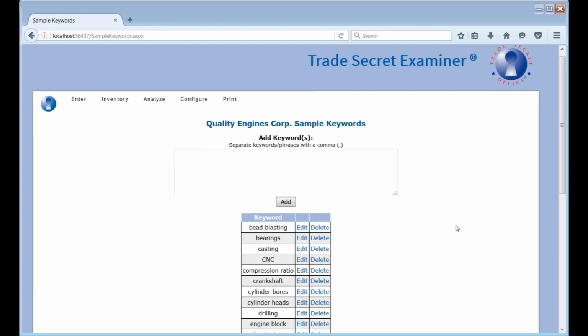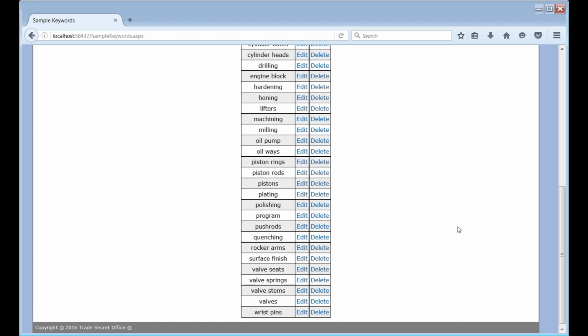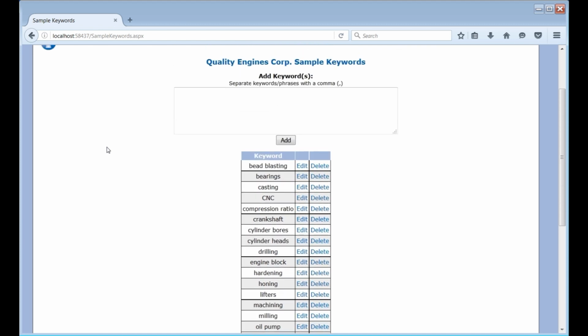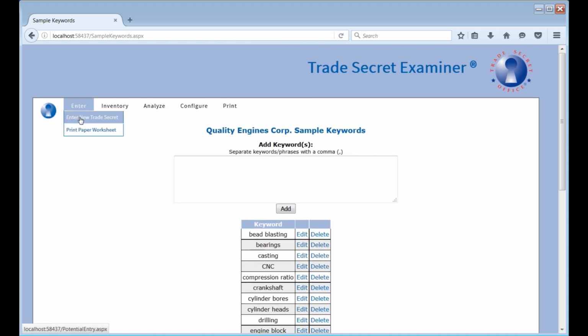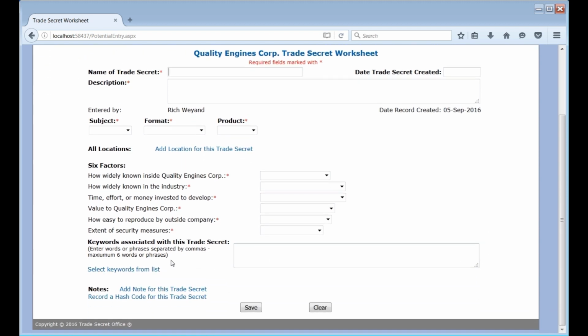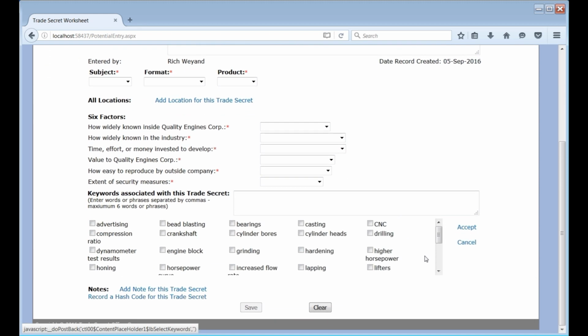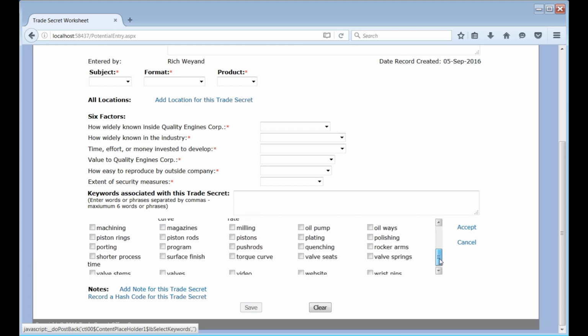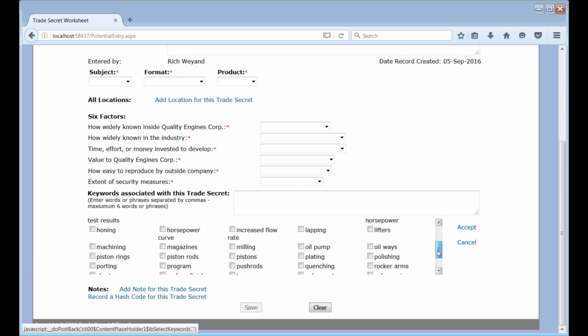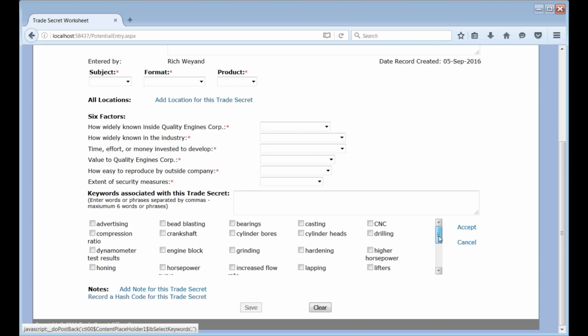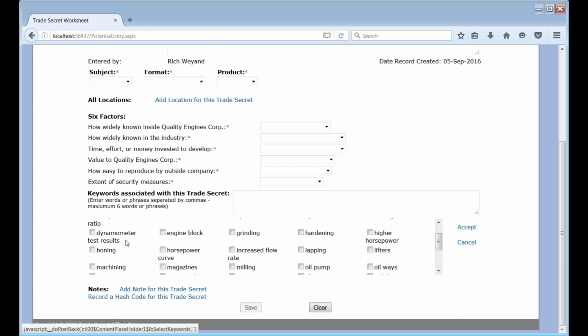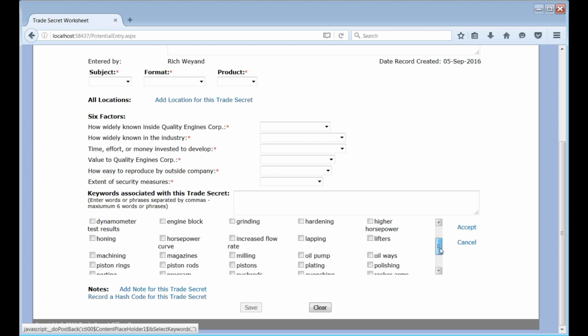And sample keywords. These are the keywords that appear in that table, in the initial table. After you do a new trade secret, and I'll show you this, if I go to enter a trade secret, and I go down here and say select keywords from a list, you'll recall that we created some trade secrets that didn't exist before. There's dynamometer test results. That's one of the ones we created when we entered that 210 trade secret. It's now in the list of sample keywords that you can select from because it's in the database.